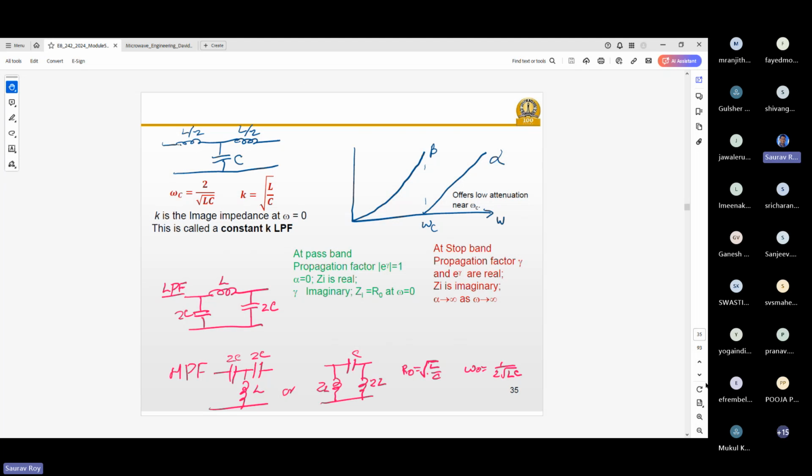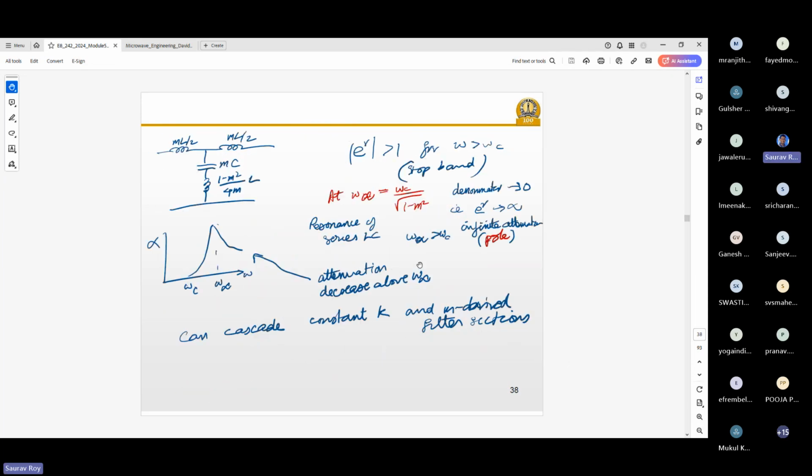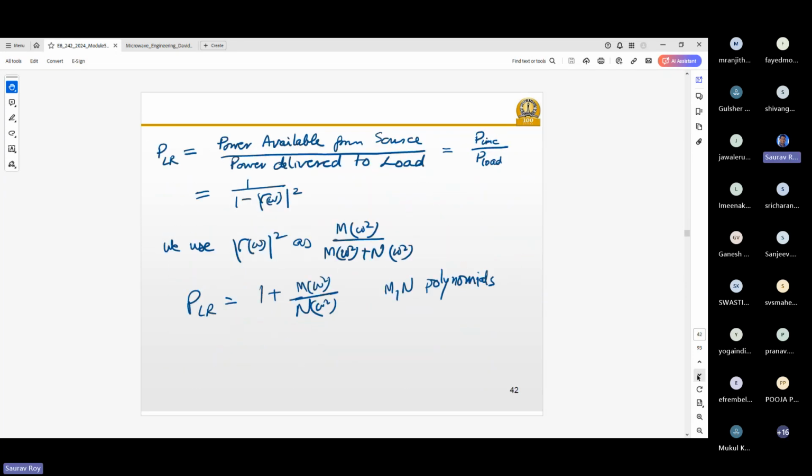This one was the constant K type filter, and then we said that we need some modification to have a better roll off, which is nothing but this M-derived filter section. Then there was another problem: the M-derived filter section has an extra pole, but after the pole the response was falling off. So we need to cascade both M-derived as well as constant K to have a good response throughout. And then we saw how to do a synthesis, right?